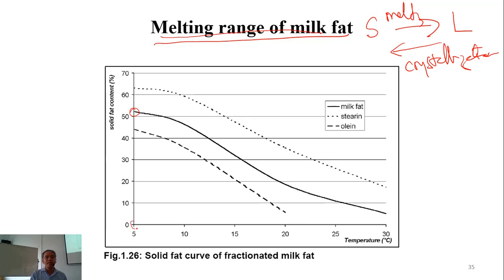At 5 degrees C, 55% of milk fat is what? Solid. So this axis represents solid fat content. Means that 45% is still liquid. At 5 degrees C, 55% of the fat inside milk fat is solid. But still, part is already melted, already liquid.